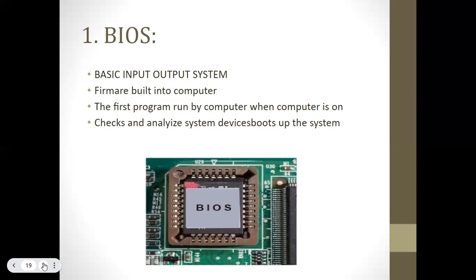Under BIOS, what happens? Under BIOS, actually, the hardware configuration is checked. It sets the system clock, enables and disables the system components, selects the bootable device sequence, and sets the password for system and user login. These are all different configurations that we can do in the BIOS settings.